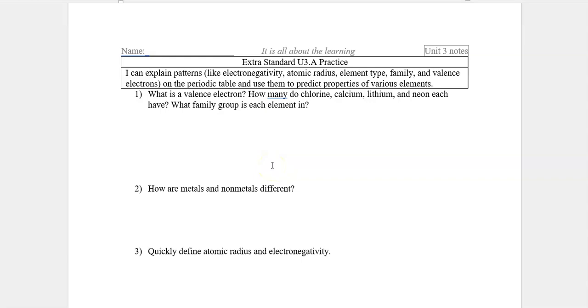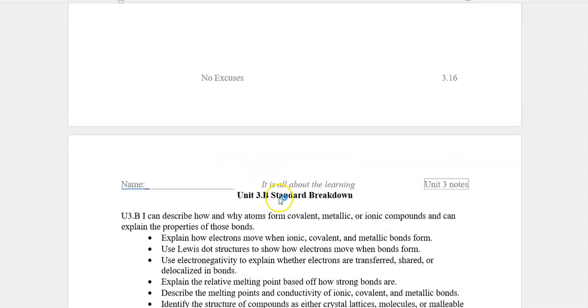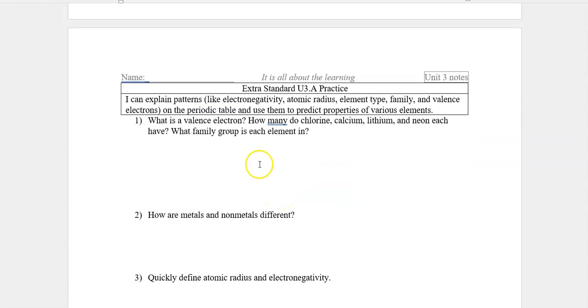Alright, I got some extra practice because after this we're going to move into our next standard. So go ahead and take some time, work on this with each other, and then when your class is ready you can unpause to go over the answers.